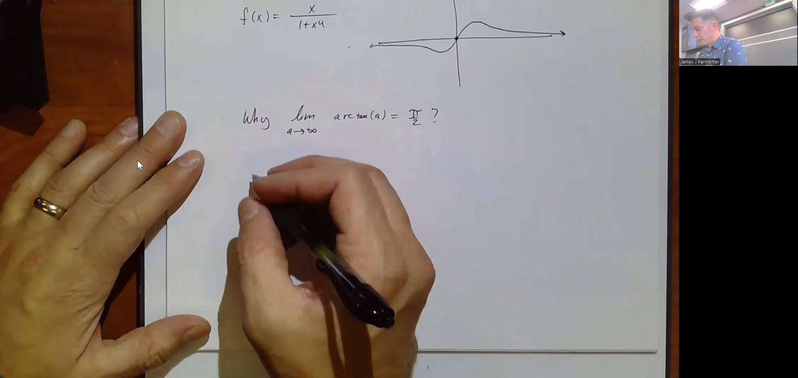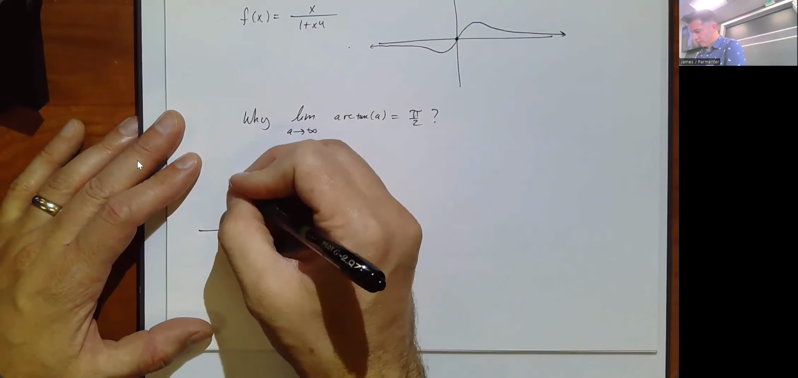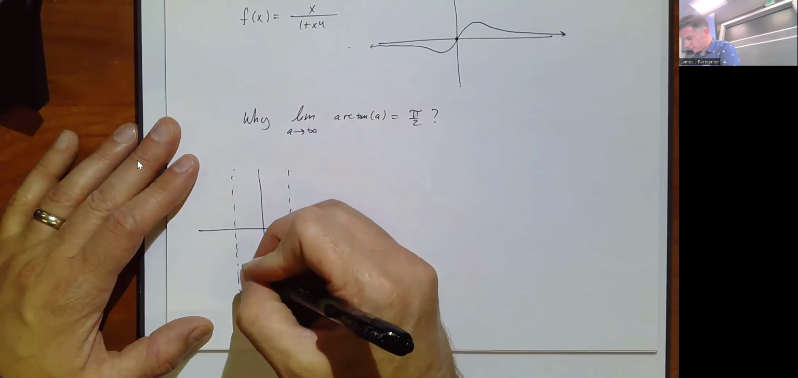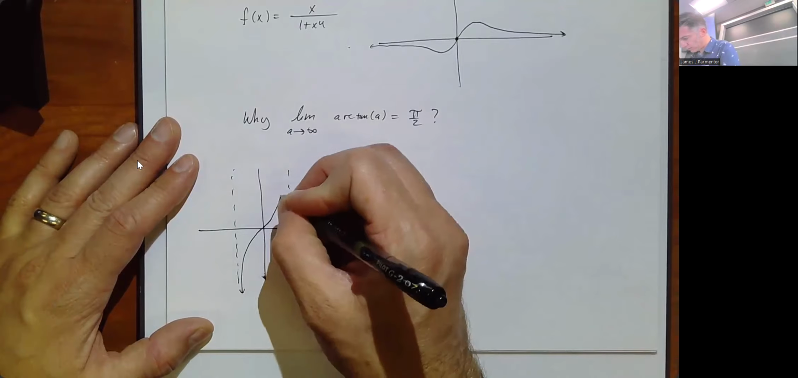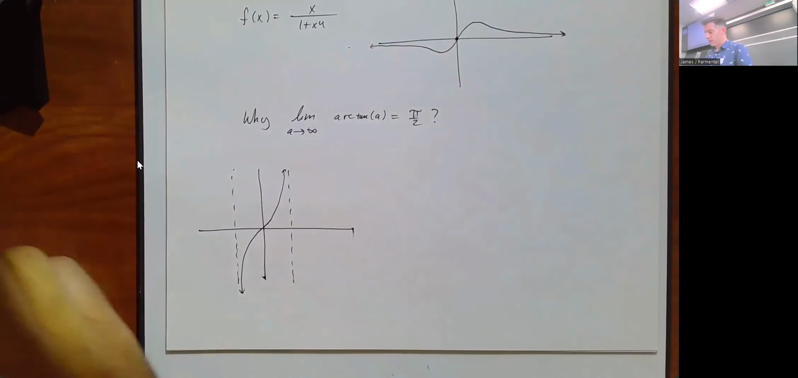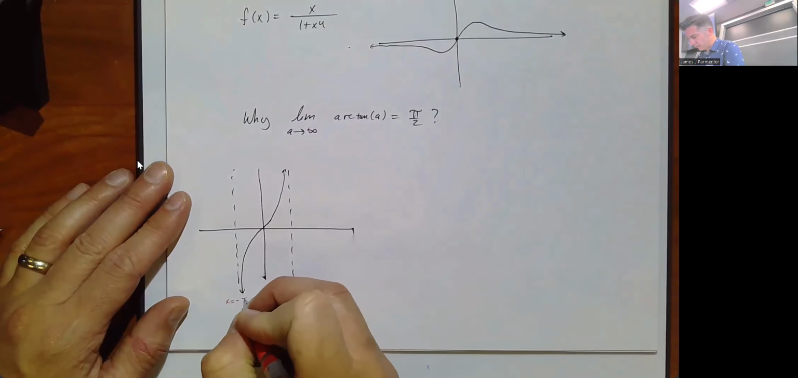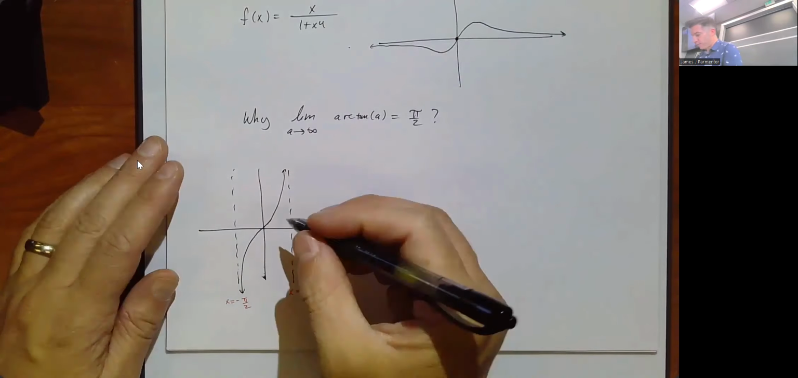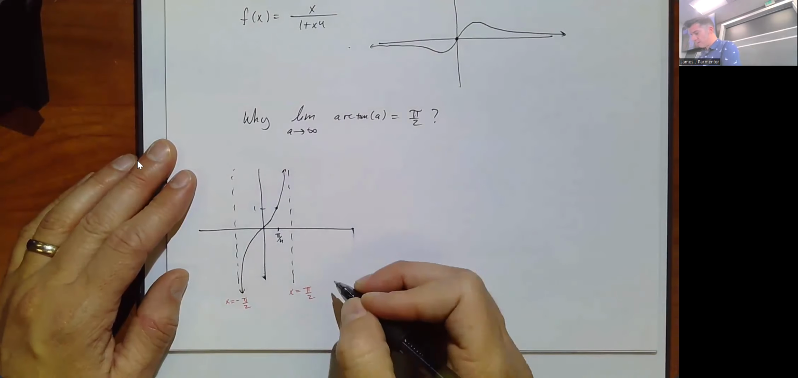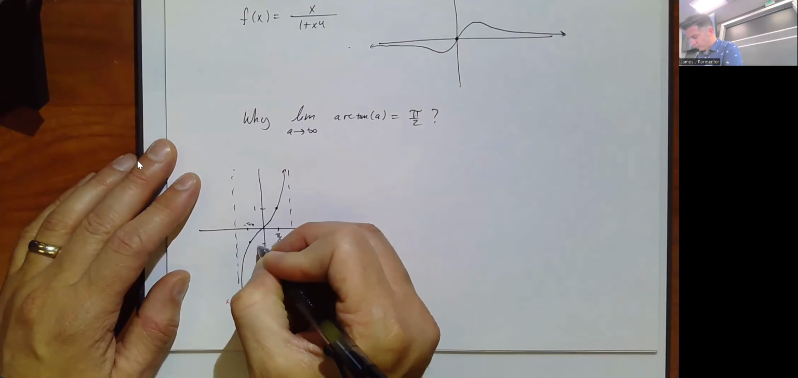Well, let's talk about tangent. Tangent has vertical asymptotes at every odd multiple of pi over 2. Here's what one period of tangent looks like. I'm not going to draw the rest. That's pi over 2, that's negative pi over 2. If you plug in pi over 4, tangent of pi over 4 is 1. If you plug in negative pi over 4, tangent of negative pi over 4 is negative 1.